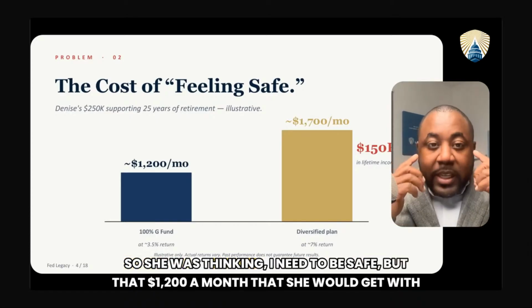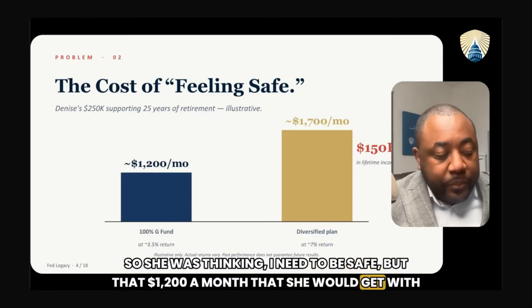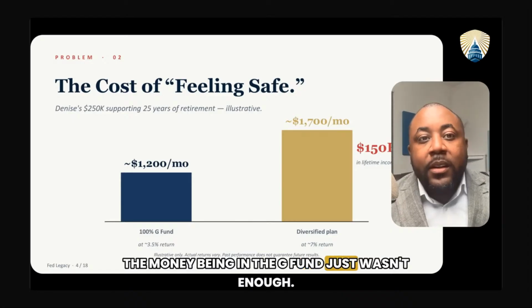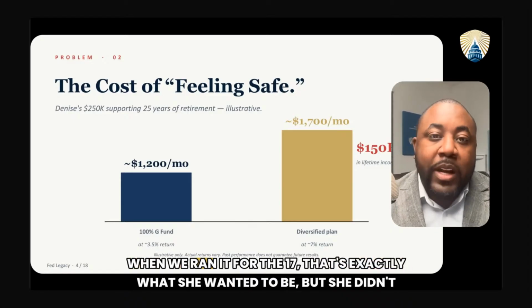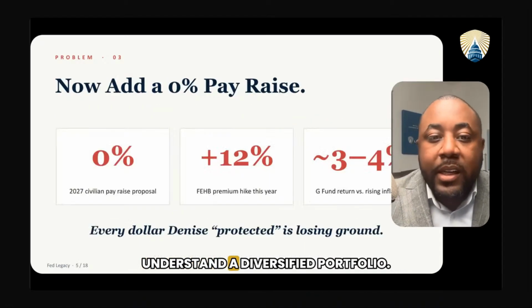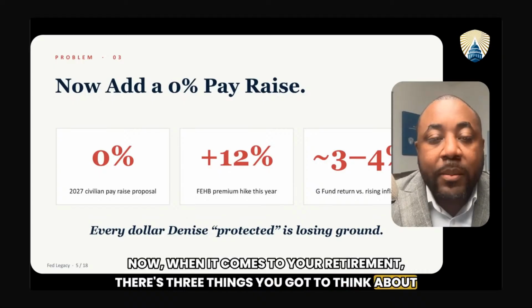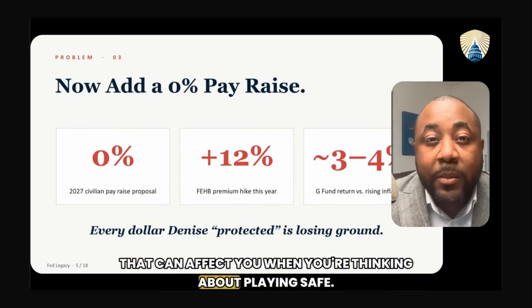So she was thinking, I need to be safe, but the $1,200 a month that she would get with the money in the G fund just wasn't enough. When we ran it for the 17, that's exactly where she wanted to be, but she didn't understand a diversified portfolio. Now, when it comes to your retirement, there are 3 things you have to think about that can affect you when you're thinking about playing safe.